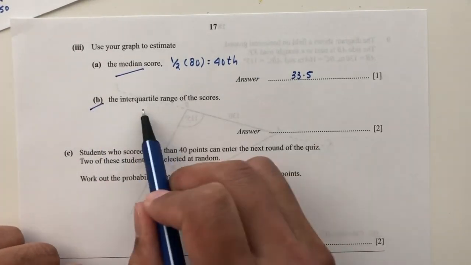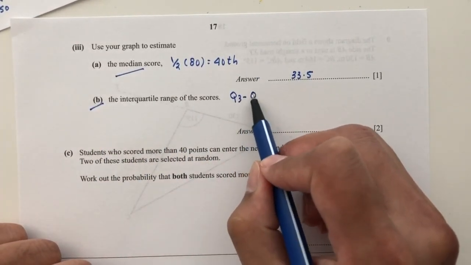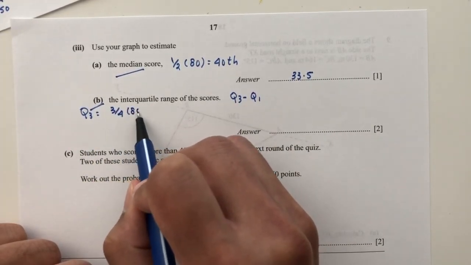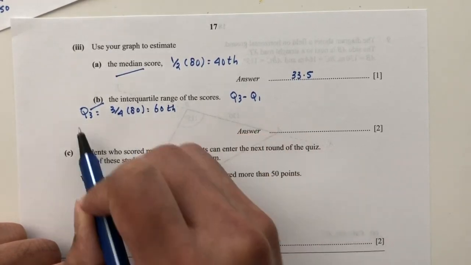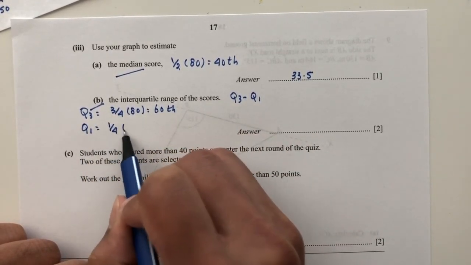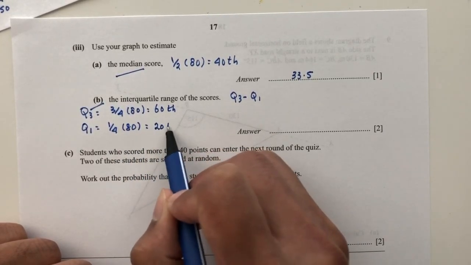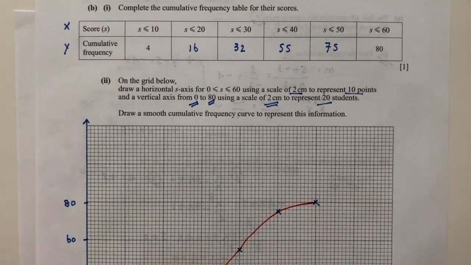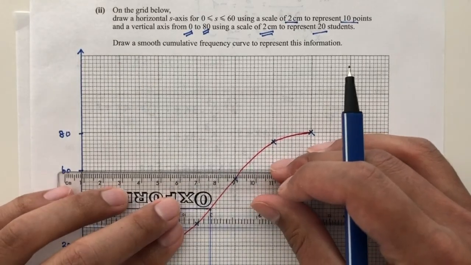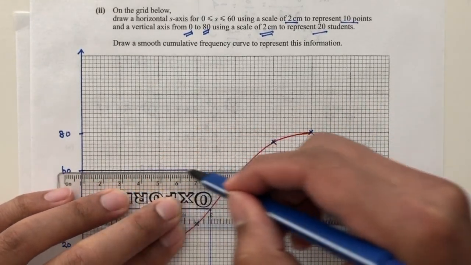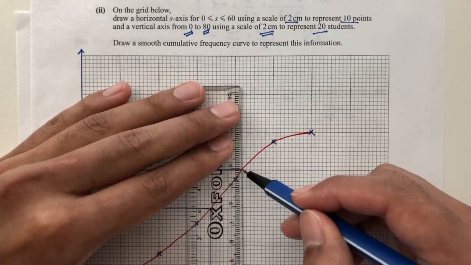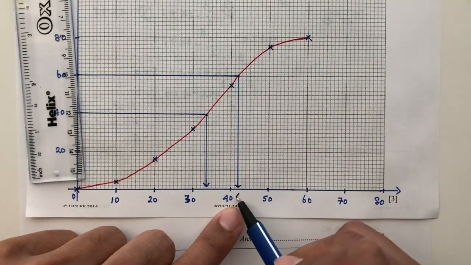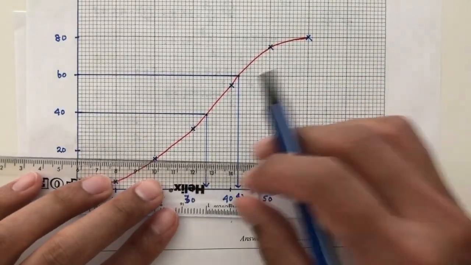Now for part B, find the range. So we have to find Q3 minus Q1. Q3 is equal to 3 over 4 times 80, which is the 60th value. And Q1 is equal to 1 over 4 times 80, which is the 20th value. So let's find each value. The 60th value, where is that? It will be on this line. Let's connect this one to this one, and then find the corresponding value. You will have this one here. This one is 42.